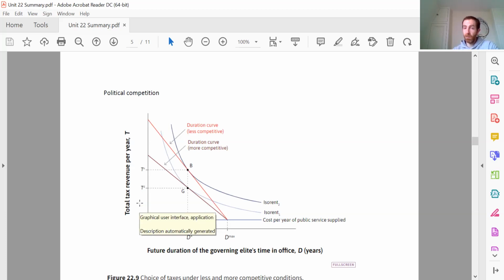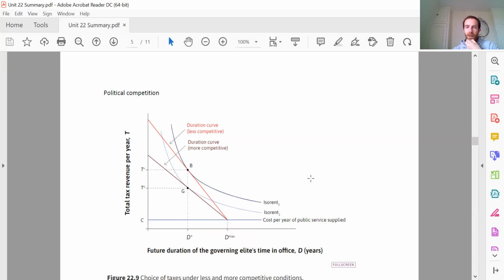But one thing that should be pointed out is, even with this increase in competition, the governing elite are still going away with a political rent, right? So we can see that with this new duration curve, the governing elite would choose level of tax revenue TD here, because that's going to mean that they are at point G, which maximizes their political rent, right? And we still get this area, TD minus C multiplied by D star. So we still have that area there, which is political rent. They're collecting more tax revenue than is required to actually pay for the public services.